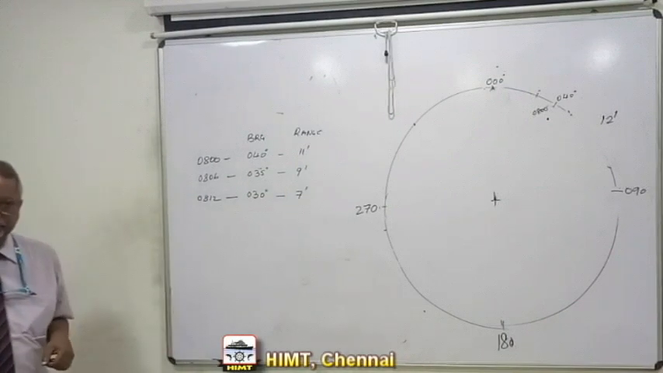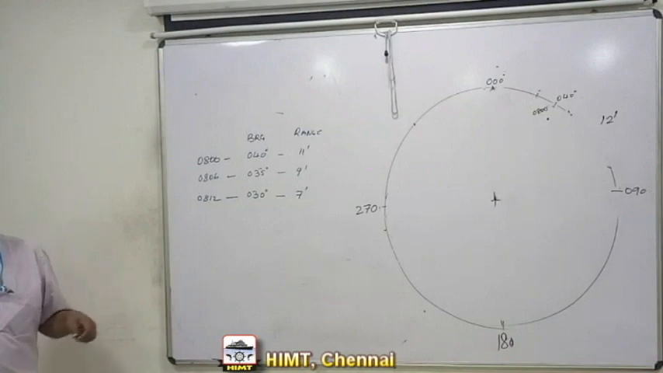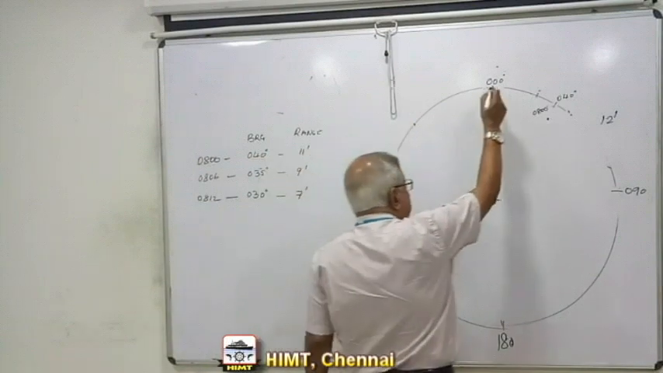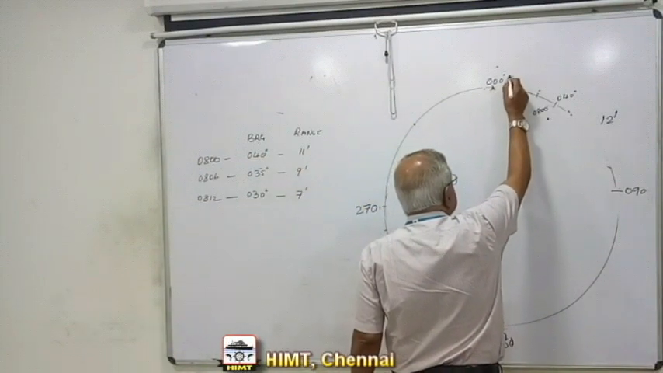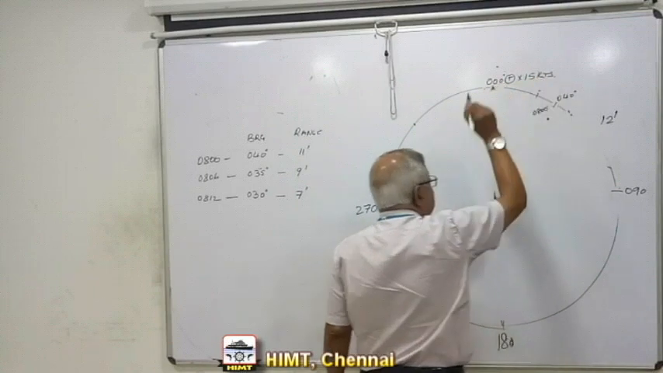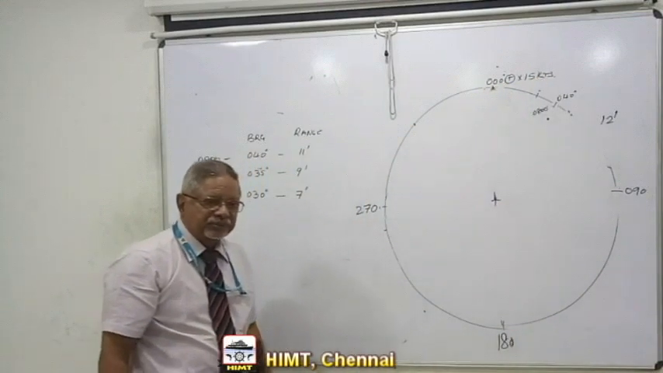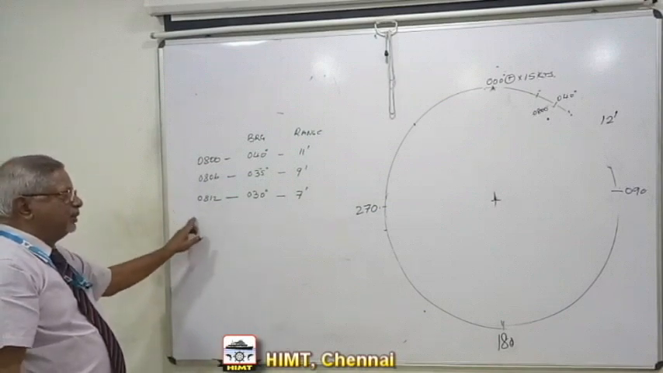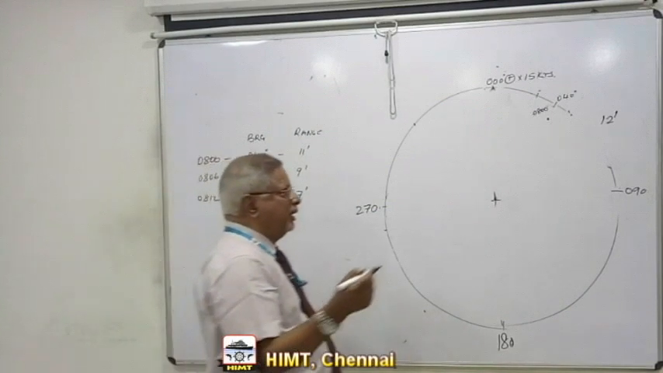And the range is 7 miles. Okay. My own ship's course is 000 degrees true, into 15 knots. Okay. Now, I've got the bearings and ranges, now I have to plot.